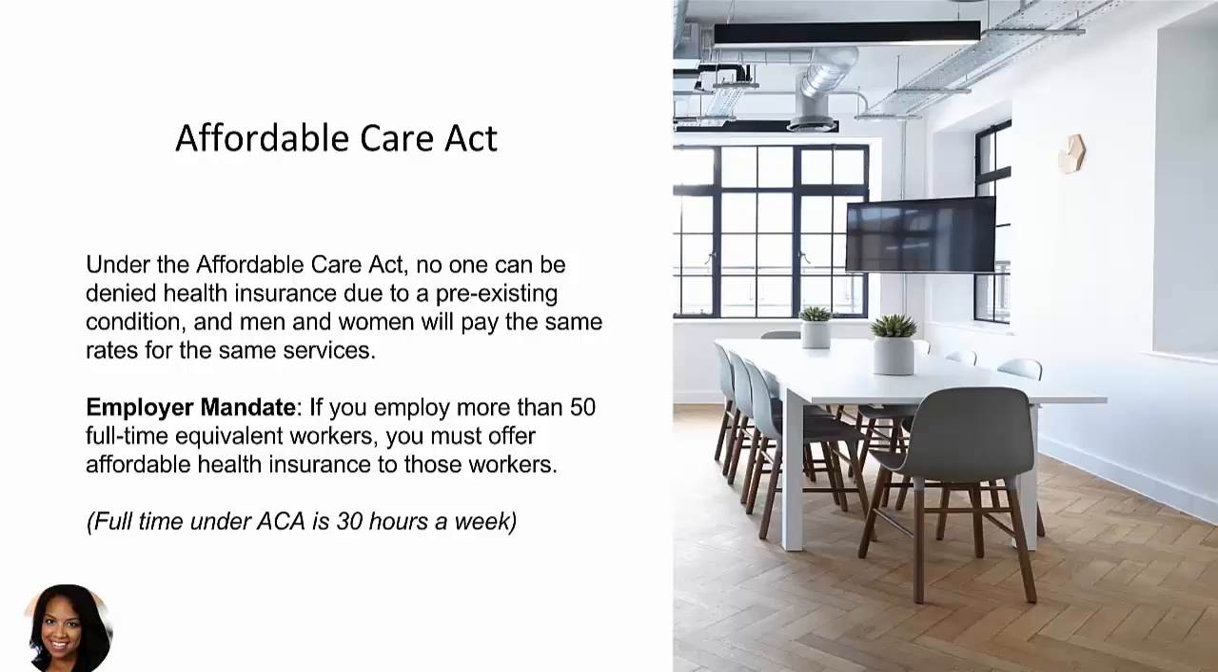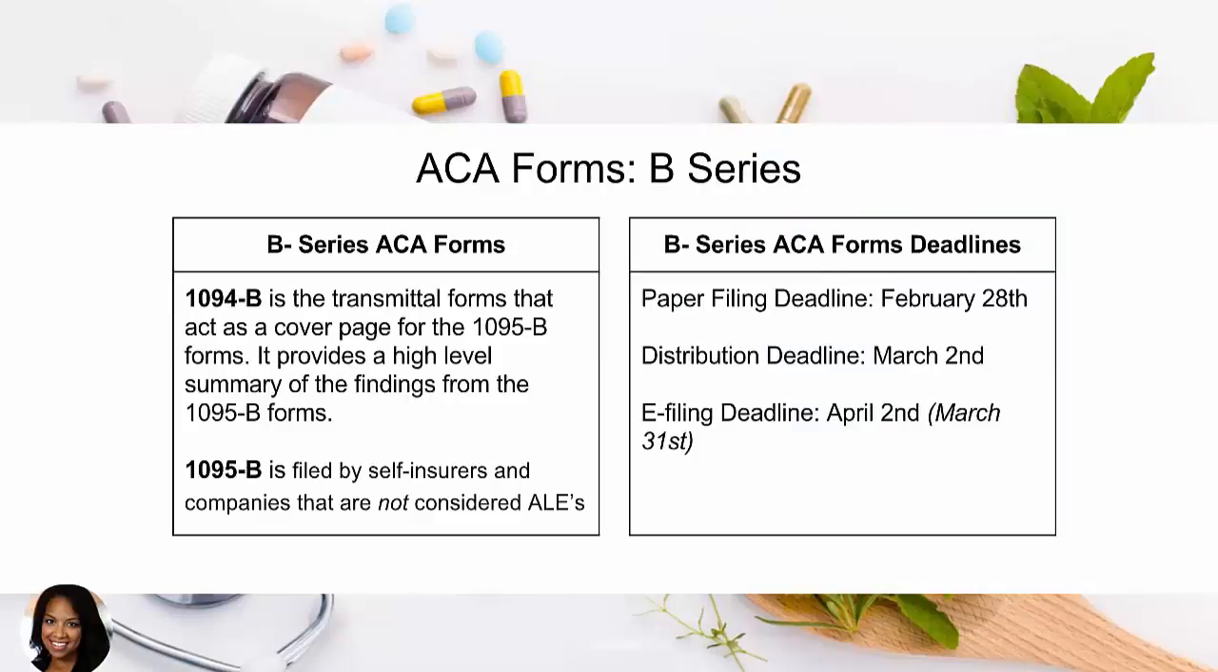It's important to note that the IRS defines full-time under the ACA law as 30 hours a week. That's a little different than our traditional 40 hours a week, but under the ACA, full-time is considered 30 hours a week. There are two different sets of ACA forms that can be filed through TaxBandits. We have the A series as well as the B series. We handle primarily the B series, and that's where we'll start off. The B series consists of the 1094-B and 1095-B.